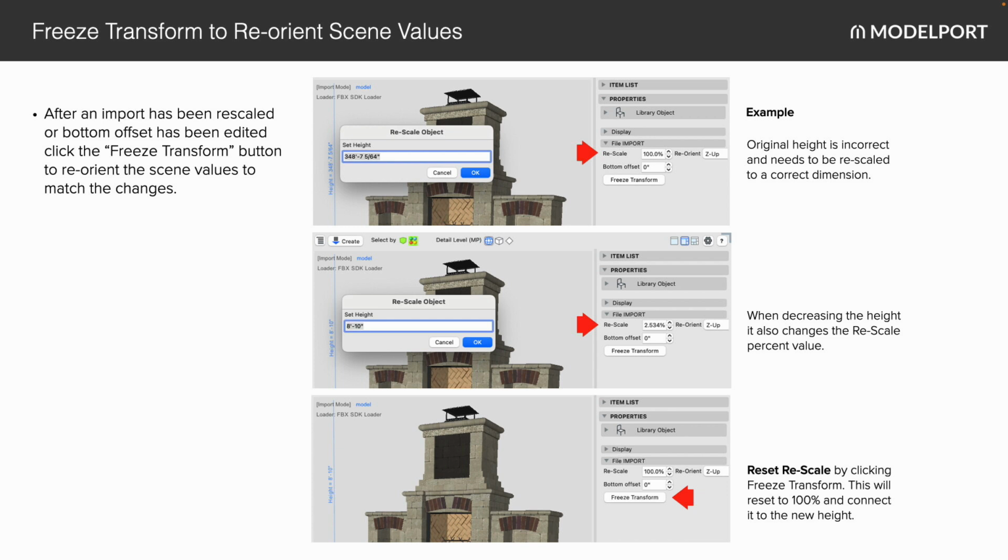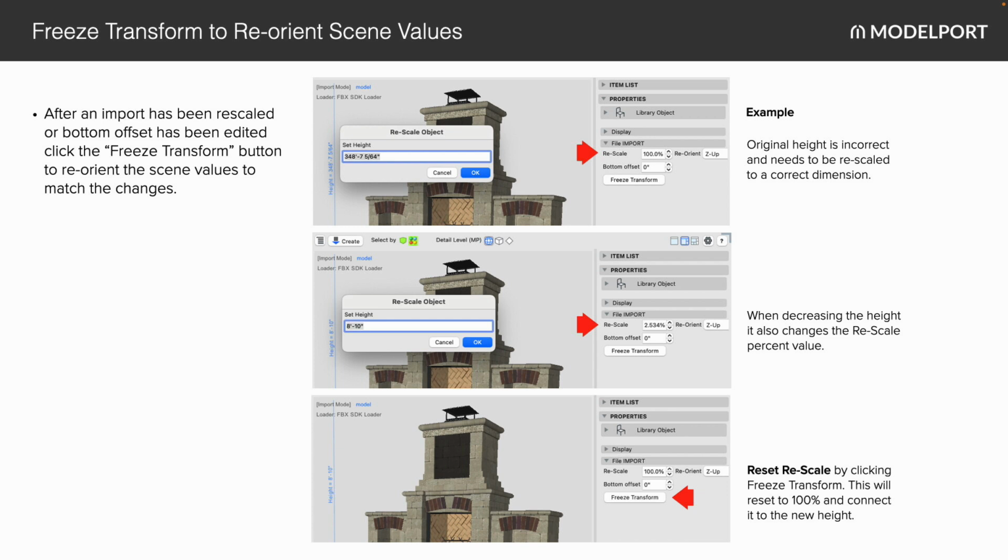Well, that's a problem because now that relationship of that particular percent, along with other potential elements within this ModelPort object, are in relationship to that percent. So if we hit and click the freeze transform button, what we're doing is resetting and reorienting that percent and other values within this model to that new height. So you see below at the bottom there, we hit the freeze transform, it's now 100%. It's 100% in relationship to 8 feet 10.